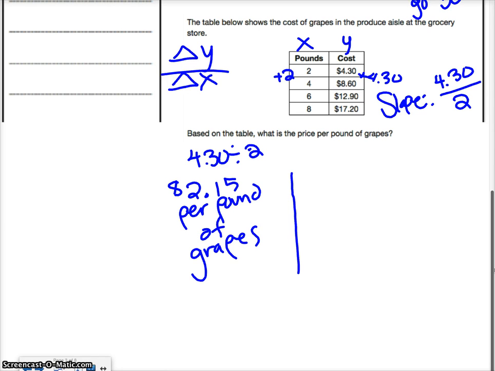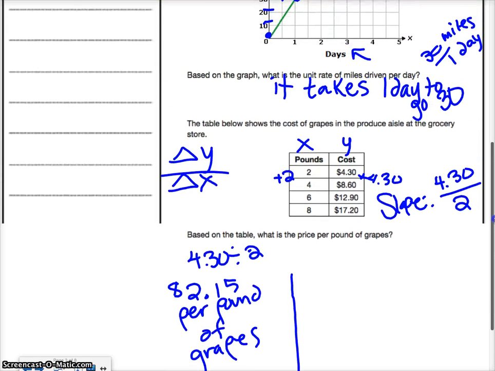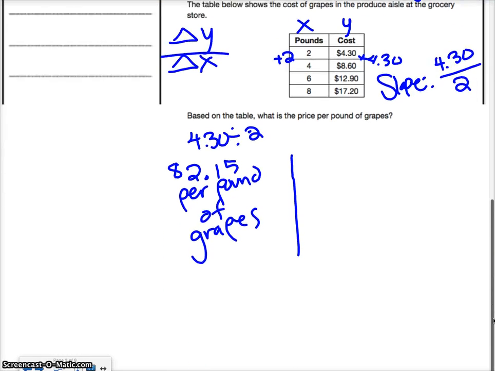Okay? If you don't analyze what you're talking about, you're not meeting the learning target today. You need to be able to look at a graph or a table and know the variables you're talking about, which means money and grapes. What was this? Miles and days. So you need to incorporate what we're talking about in it.